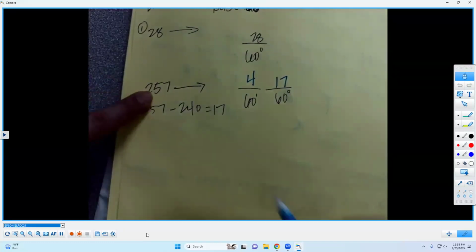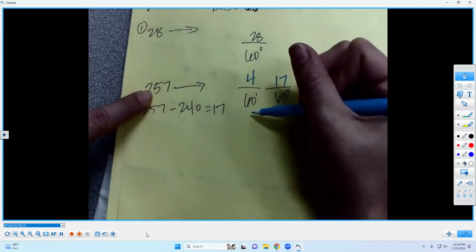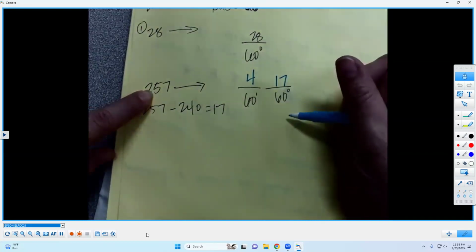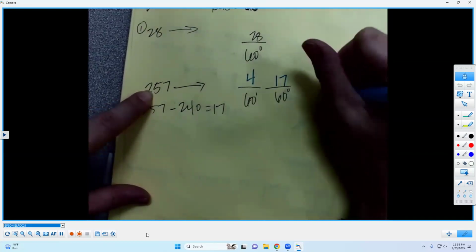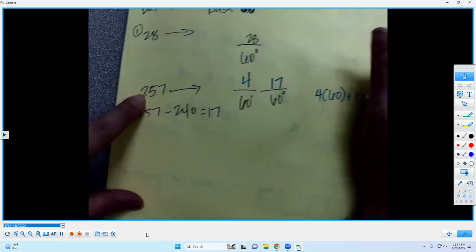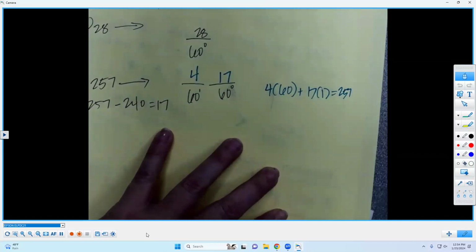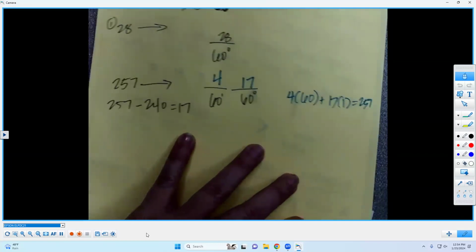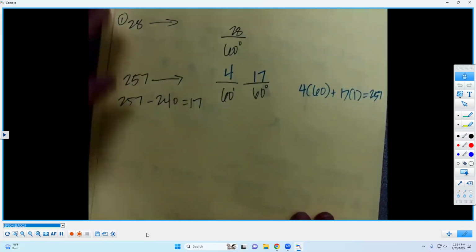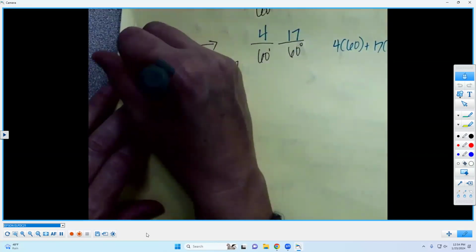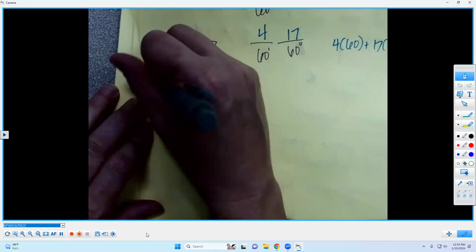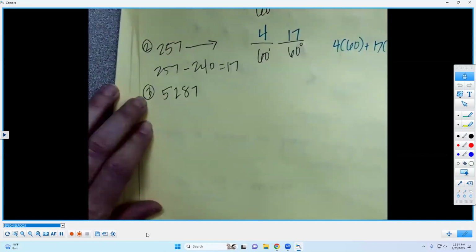Okay. So to do the number 257, I have 4 60s and 17 ones. And 4 times 60 plus 17 times 1 adds up to be 257. Does that make sense? Okay, let's do a bigger number. So let's say that's number 2. Number 3, let's do 5,287.